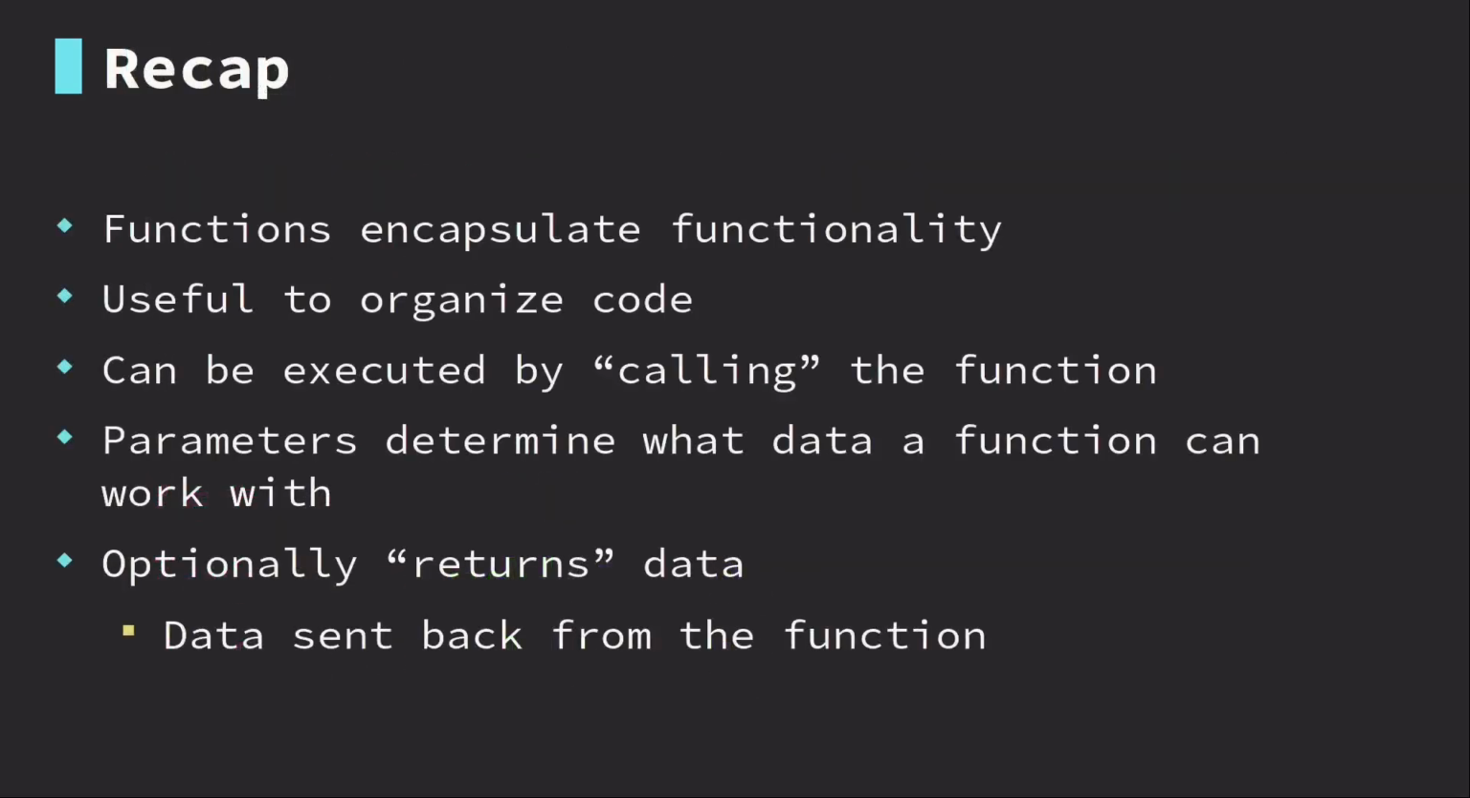To recap, functions encapsulate functionality. They're useful to organize code. Functions can be executed by calling the function. The function parameters determine what data a function can work with. Functions optionally return data, and that means data gets sent back from the function to be used elsewhere.